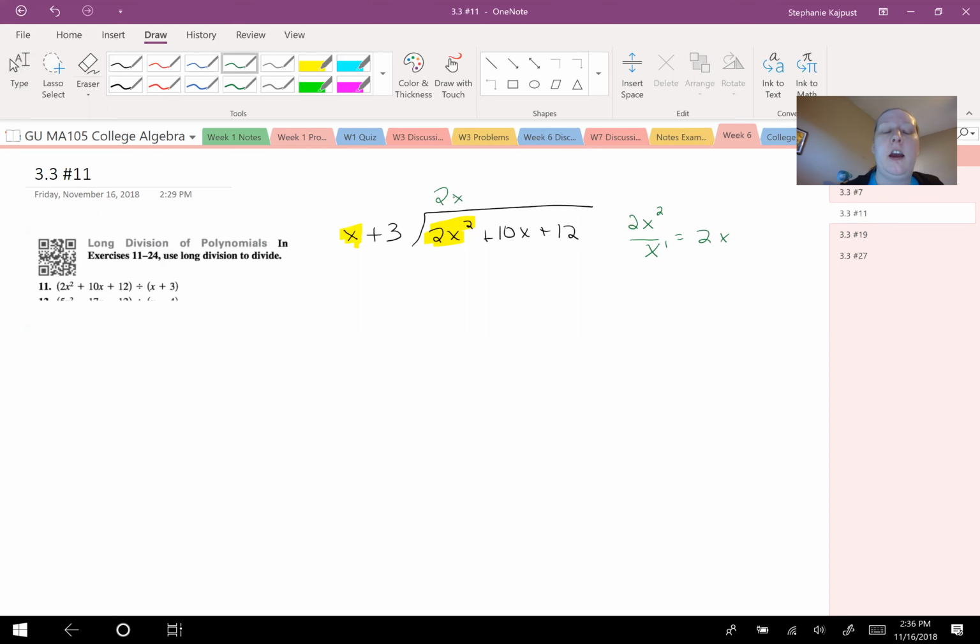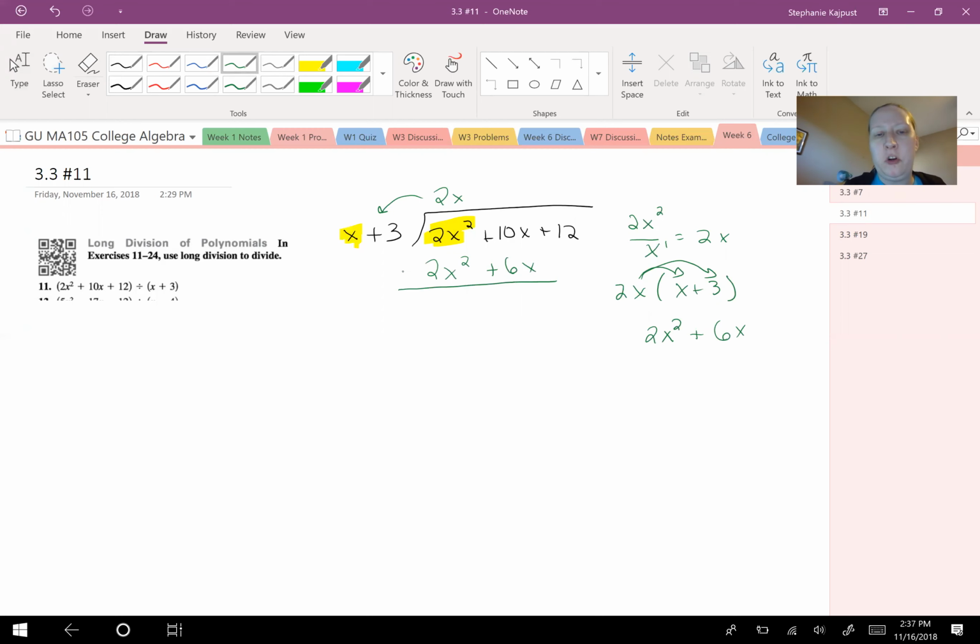And then I need to distribute that by the x plus 3. So that gets distributed by what we have on the denominator. So that's 2x parentheses x plus 3. I start by multiplying 2x by x, which gets me 2x squared. And then 2x times 3, which gives me 6x. So I write that underneath the matching terms.